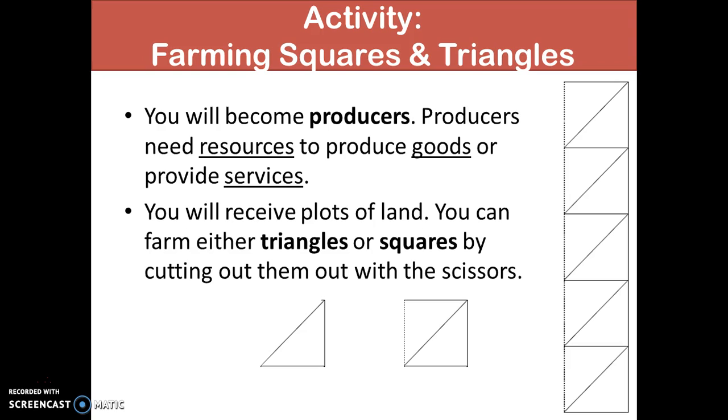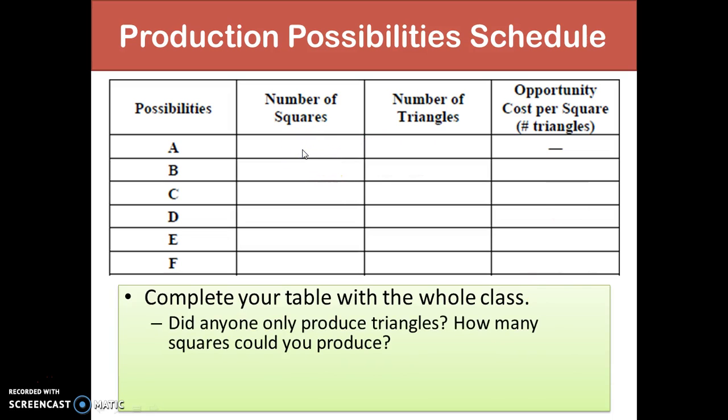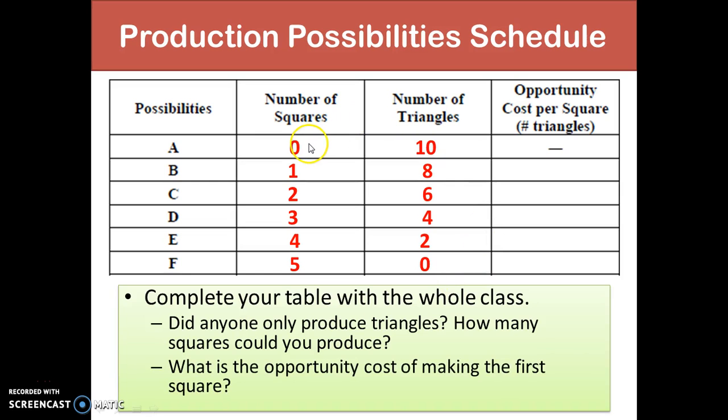So students randomly cut out whatever they wanted, and then we filled out this table. Students who had 0 squares had 10 triangles, and the data followed like this. So producing 5 squares equaled 0 triangles. And then we calculated the opportunity cost of making that first square. To have 0 squares, we have 10, but to make that first one, we're going to give up 2 triangles. To make a second one, we're going to give up 2 triangles. To make a third one, 2 triangles, so on and so forth. All the way down, our opportunity cost is constant.